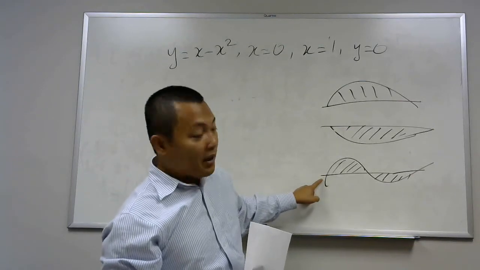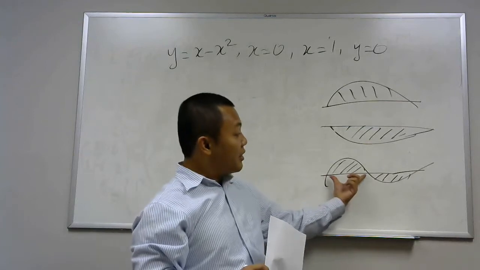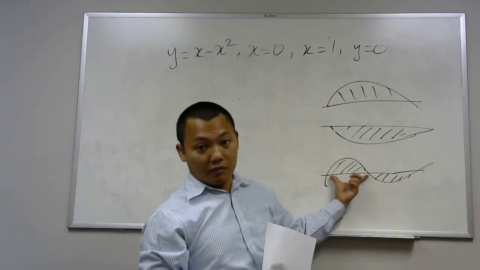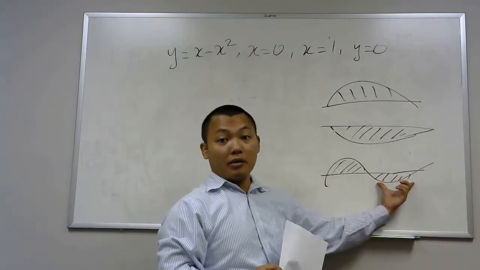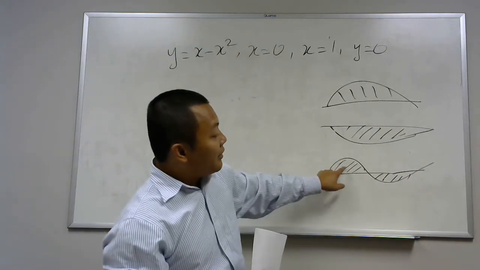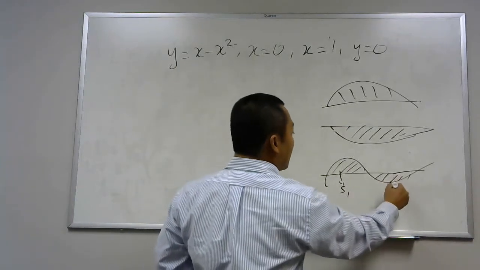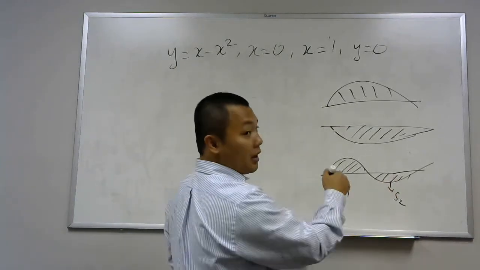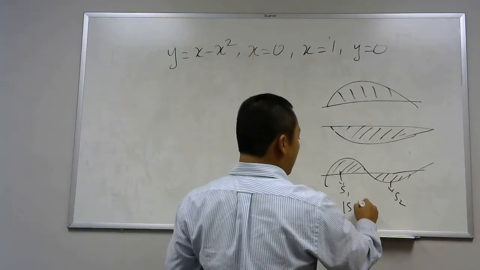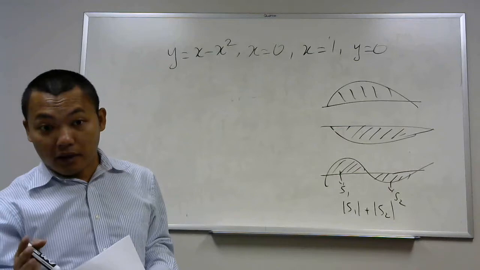And in this case, if you have 3 x-intercepts in here, right, you have to break the integral into 2 integrals. First, you consider the integral on this interval. And secondly, you consider the integral on this interval. This area is positive. This area is negative. Let's say that here is S1, here is S2. So the actual area should be the absolute value of S1 plus the absolute value of S2. So don't forget about that.